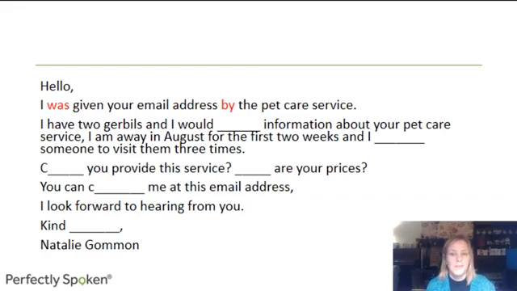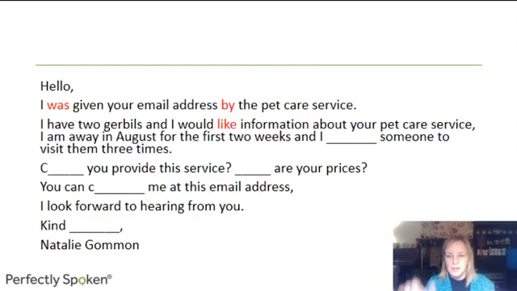I have 2 gerbils and I would like information. I would like is the same as I want, but it's more formal. I would like, I want. Okay, it's less direct, it's conditional, and it's more formal. But the meaning here is I want. Okay? I would like information about your pet care service.